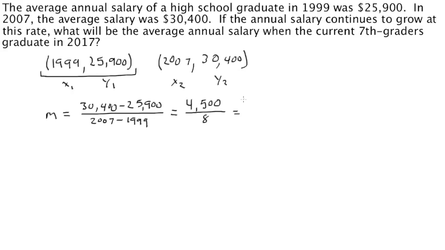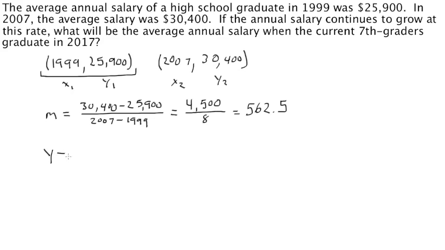So that works out to be, that's not going to be a terrible decimal. But if we go ahead and cheat just a little bit, this is a word problem. We're allowed to use our calculator. So if we punch that into our calculator, we're going to get 562.5. So there's our slope.